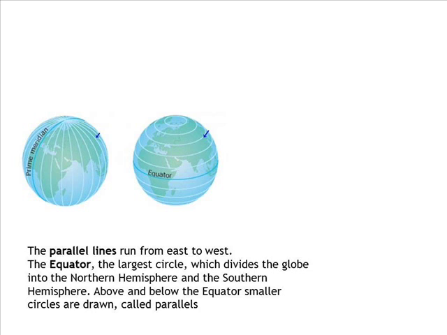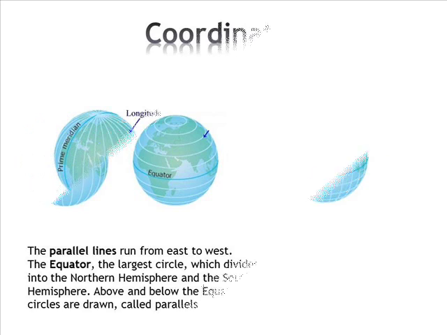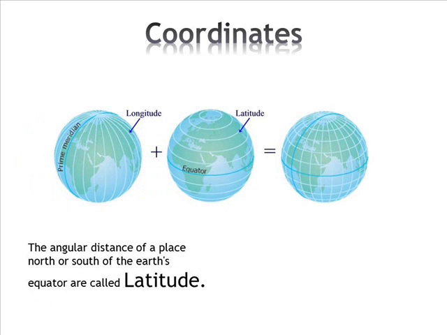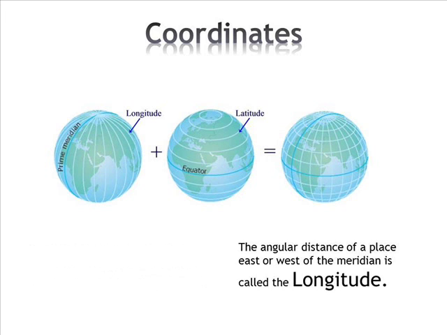These are called parallels. Some of these lines are very important, and they have their own name. For example, the equator, the largest circle, which divides the globe into the northern hemisphere and the southern hemisphere. The angular distances of these lines are called coordinates.